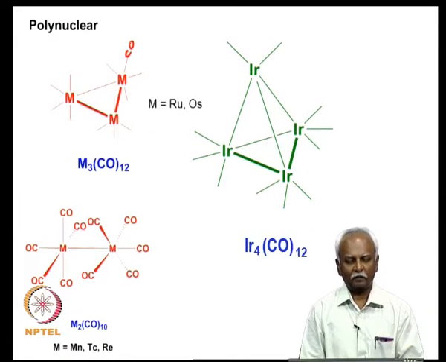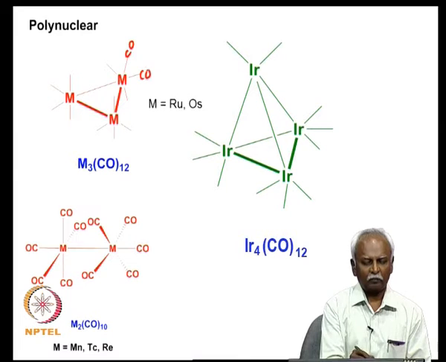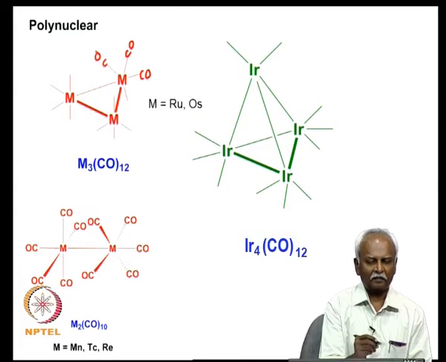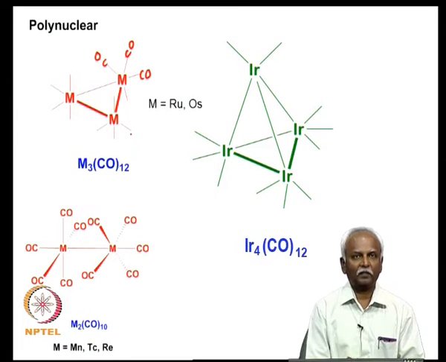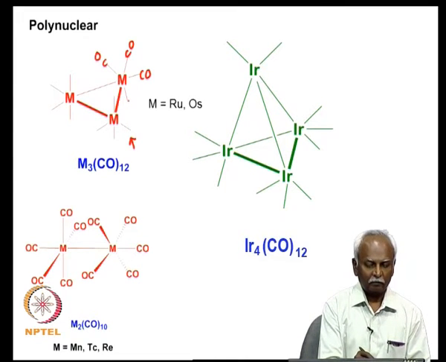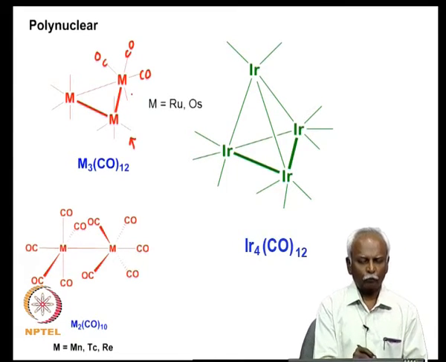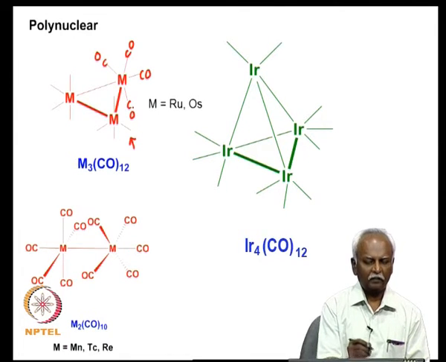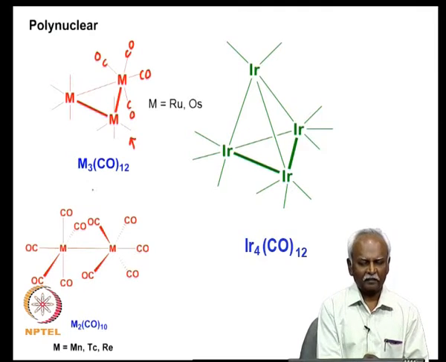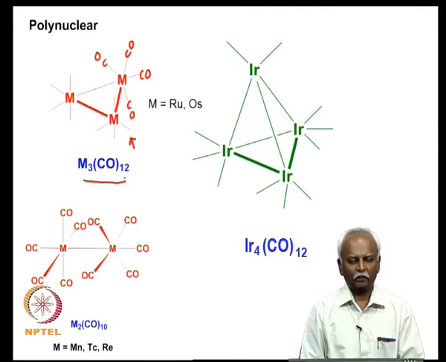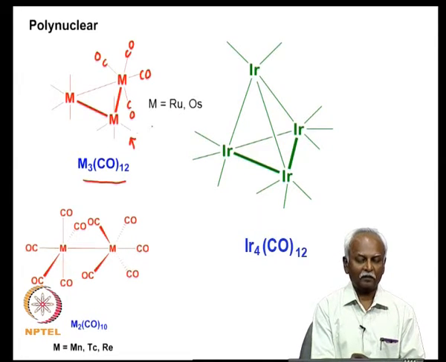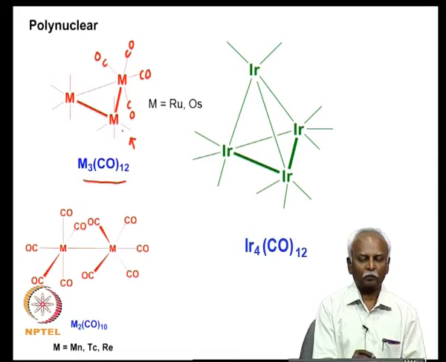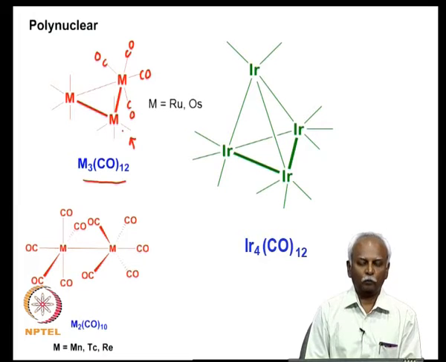In order to make the structure readily understandable, all the carbon monoxides are just shown as sticks, and so each one of these lines represents a carbon monoxide. Each metal center has 4 carbon monoxides in this case, and so you form an M3CO complex. And this is very common for all the transition metals, and in the case of ruthenium and osmium, you can form a system where you have a metal-metal bond supporting the formation of a trimeric species.